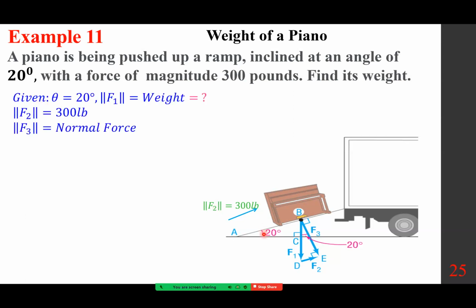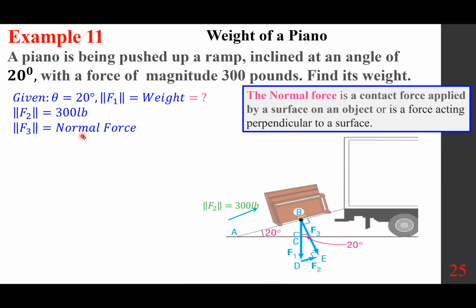Given theta is 20 degrees, this angle and this angle are 20 degrees. The magnitude of F1 represents the weight. The magnitude of F2 is given as 300 pounds. The magnitude of F3 is called a normal force. So first and foremost, what is a normal force? Reminding you again of a basic definition of a normal force.